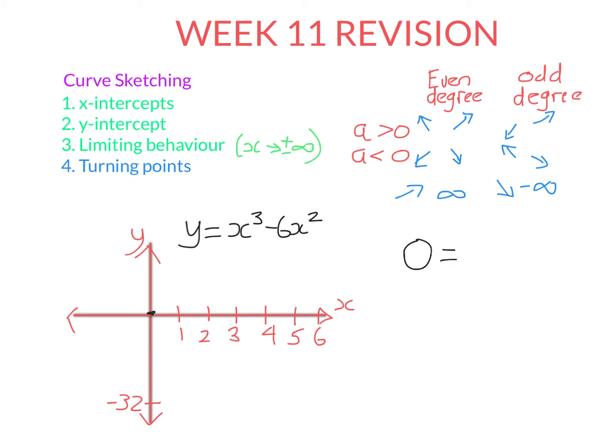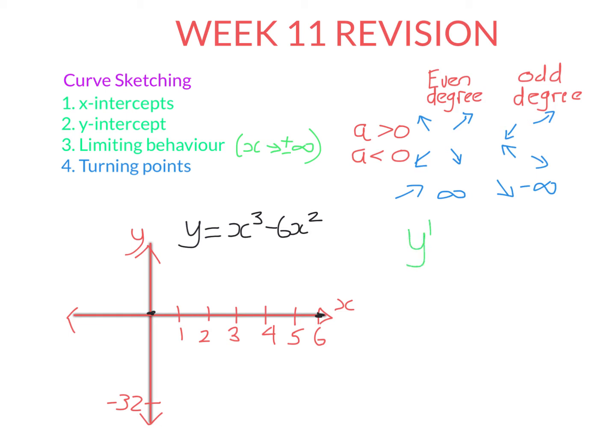To find the x-intercepts, you just let y equal 0, and this one turns out we can factorize pretty easily. And of course, the null factor law says either the first thing equals 0, so that would mean x equals 0, or the second thing equals 0, and that would mean x equals 6. So here at x equals 6 is the second intercept. So now I'll calculate the turning points.